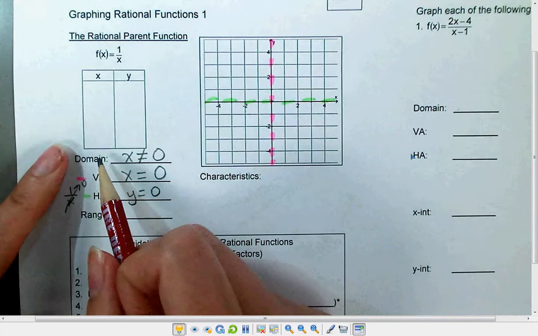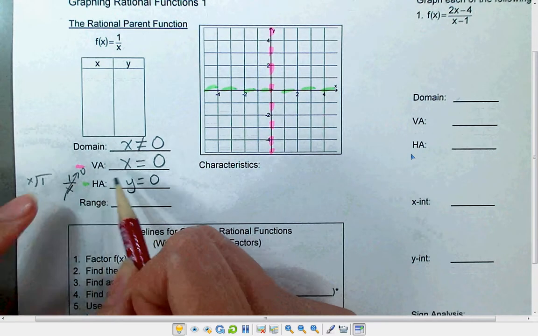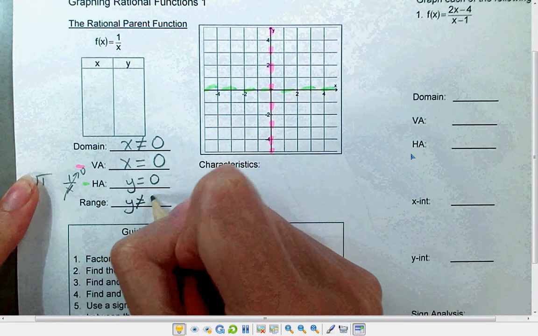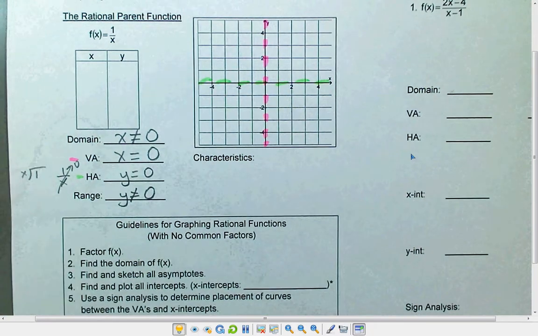My range is like my domain. If it's an asymptote, it means that it gets close to it, but it never touches it. So my horizontal asymptote is not a part of my range. So y does not equal 0.